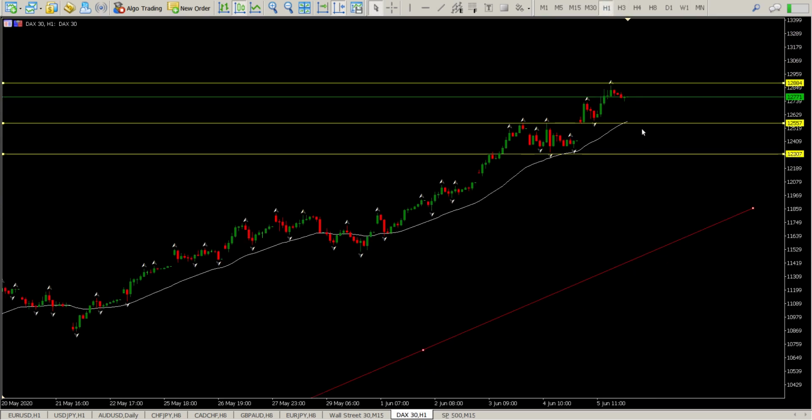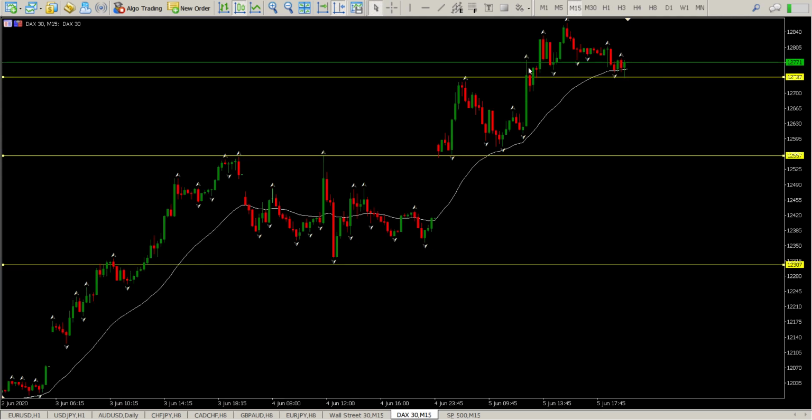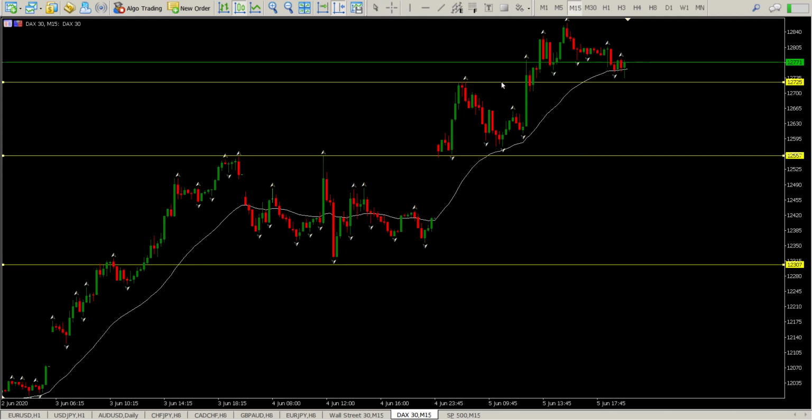Looking at the hour, there is another level we need to pay attention to. And that is right here, fairly close to where price is, 12737. You can see that's the swing higher. Okay, so putting this all together, I think just going to come down to 15 minutes here because it's probably going to be easier to explain.